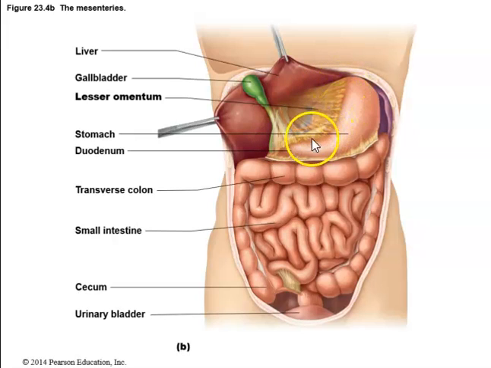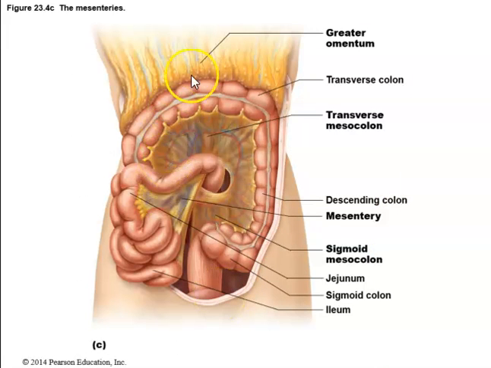We can reflect back some of these organs to get to, for example, the lesser omentum, which is attached to the lesser curvature of the stomach. And then we have the greater omentum attached to the greater curvature of the stomach, which will hang down anteriorly to the intestines. So here is that greater omentum. And then we also have the transverse mesocolon, which attaches to the transverse colon of the large intestine.